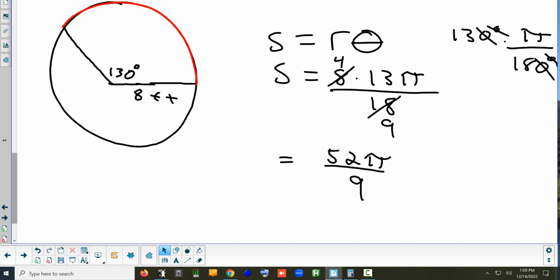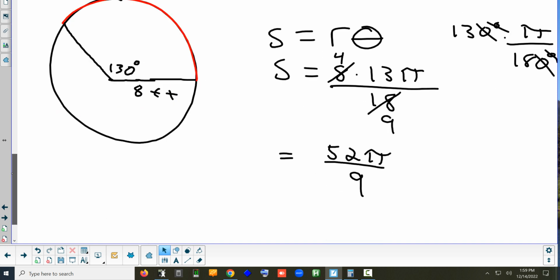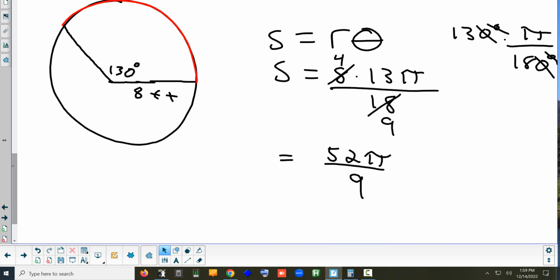And let's just think back. What did we just find? No, we were given the angle. Angle is 130. We found the arc length. Find the arc length. So this is a length. So what should be my label on this one? Feet. In this problem, length units were feet.